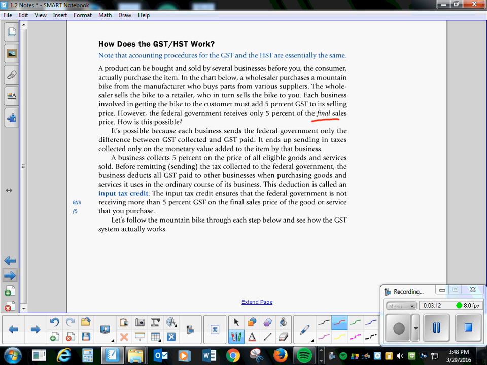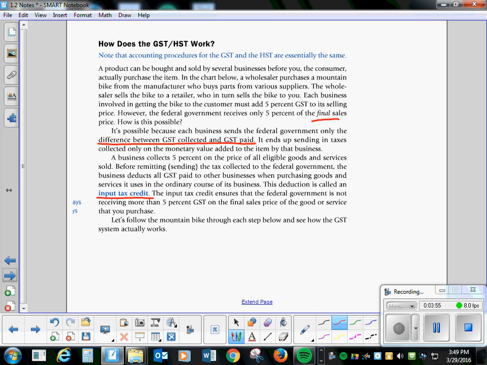It's possible because each business sends the federal government only the difference between GST collected and GST paid. This is the big deal here. It ends up sending in taxes collected only on the monetary value added to the item by the business. A business collects 5% on the price of all eligible goods and services. Before remitting or sending the tax collected to the federal government, the business deducts all GST paid to other businesses when purchasing goods and services it uses in the ordinary course of its business. This deduction is called an input tax credit. The input tax credit ensures that the federal government is not receiving more than 5% GST on the final sales.